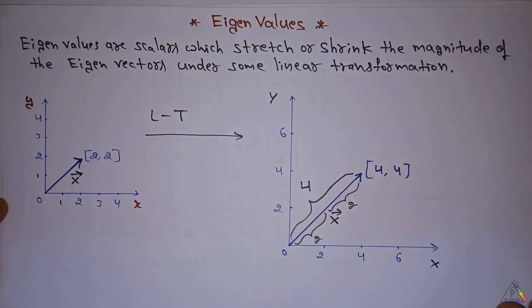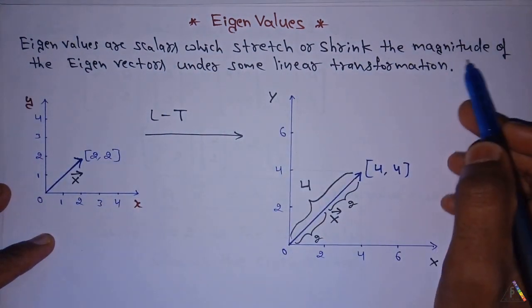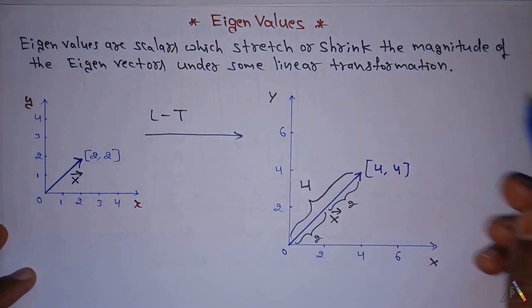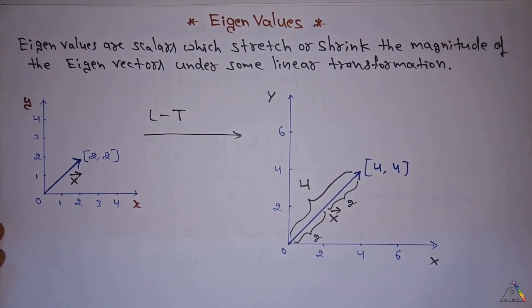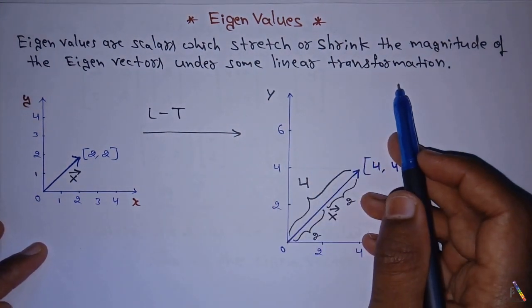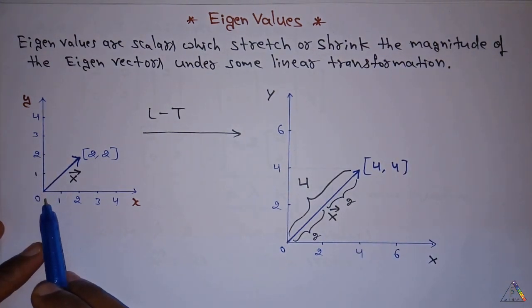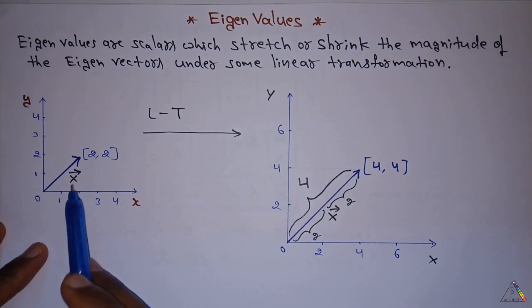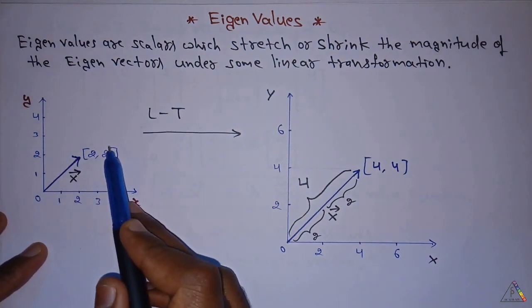Now, eigenvalues. These eigenvalues are the scalars which stretch or shrink the magnitude of the eigenvectors under some linear transformation. The eigenvectors are those vectors whose direction remains the same after some linear transformation. Here, initially, the coordinates have units of unit length, and this vector in the xy plane has the component of 2 along the x-axis and the component of 2 along the y-axis.